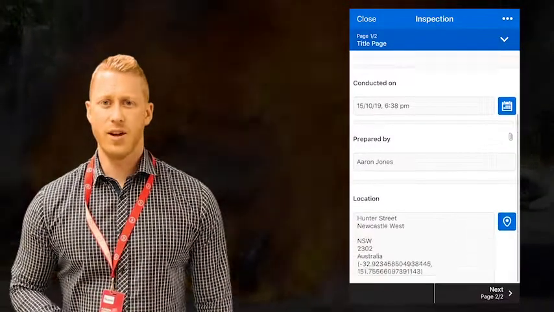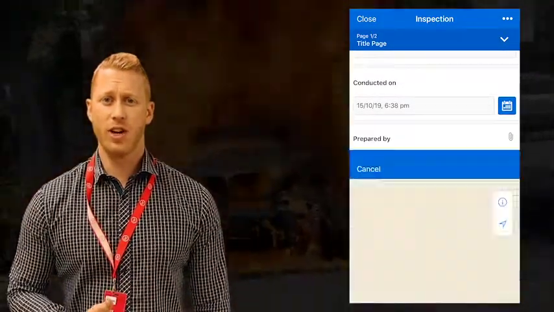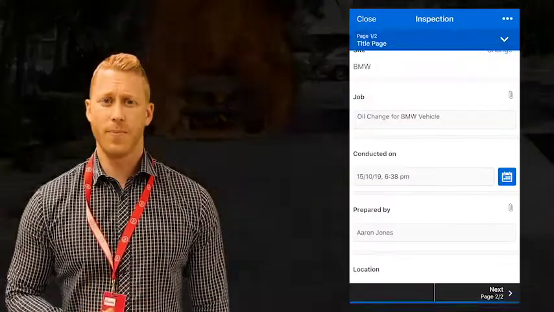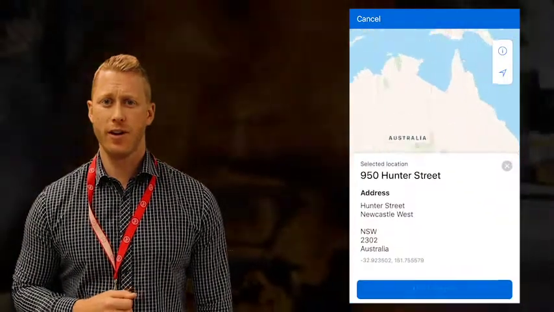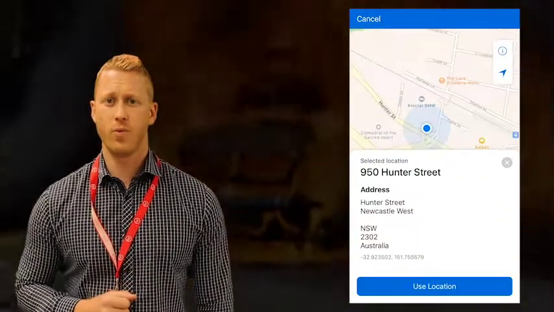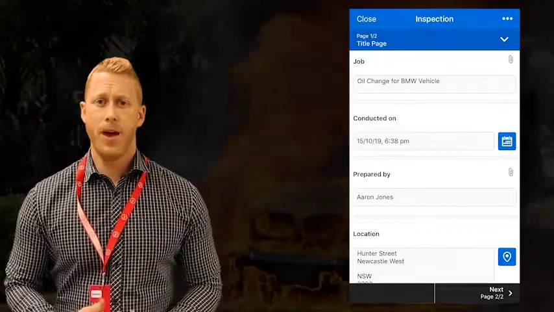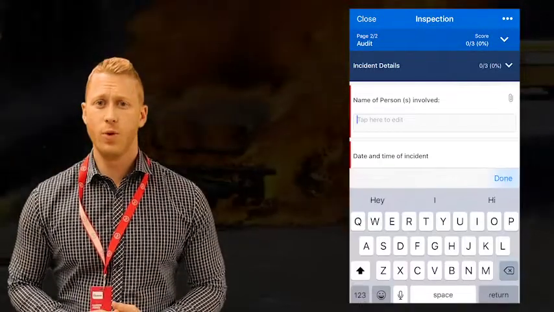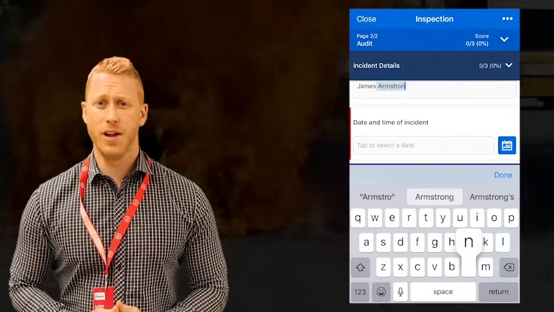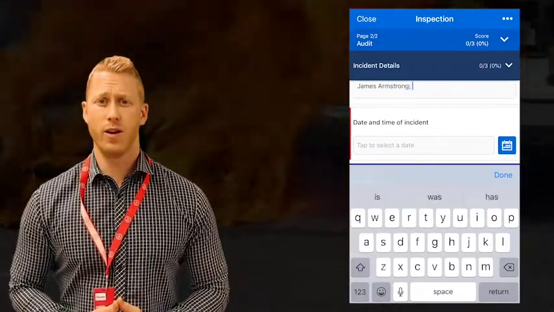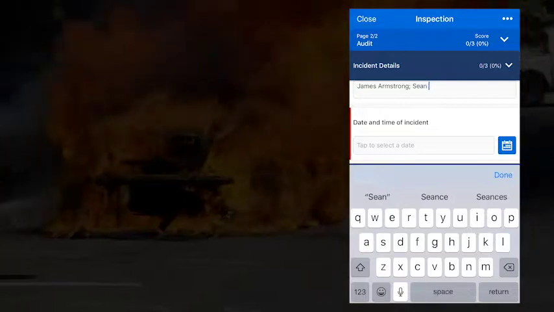Next, as you can see, it asks for your exact location. You can open this up on your mobile and literally click exactly where you are, and it'll track exactly the location where the incident occurred. Over the page, it'll ask who was involved and the date and time of the incident. And that's not to place blame, it's just purely for recording purposes.